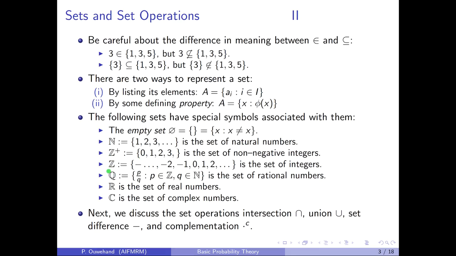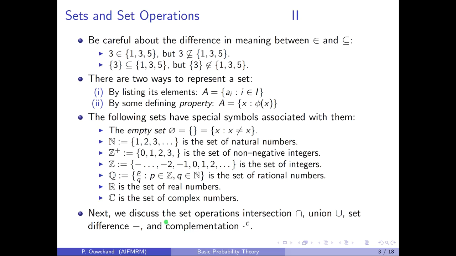The set Z of integers contains all positive and negative integers. The set Q of rationals is the set of all fractions p over q, where p is an integer and q is a natural number. The set R is the set of real numbers. And the set C is the set of complex numbers.